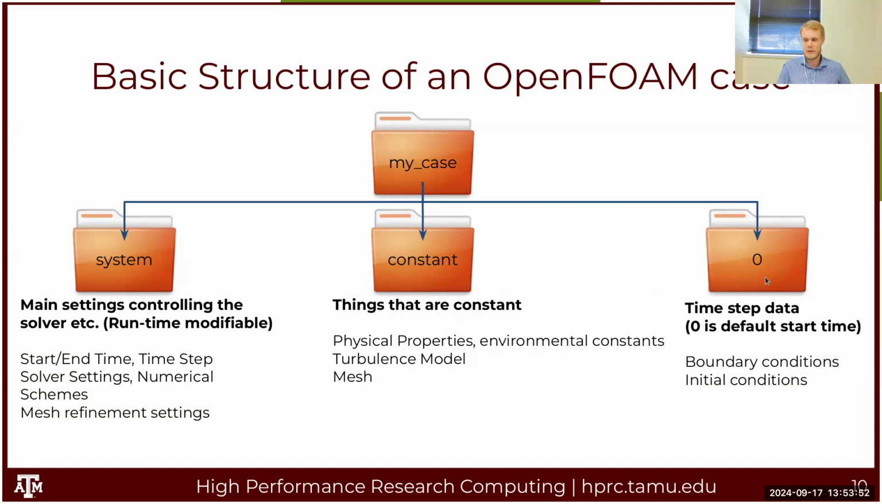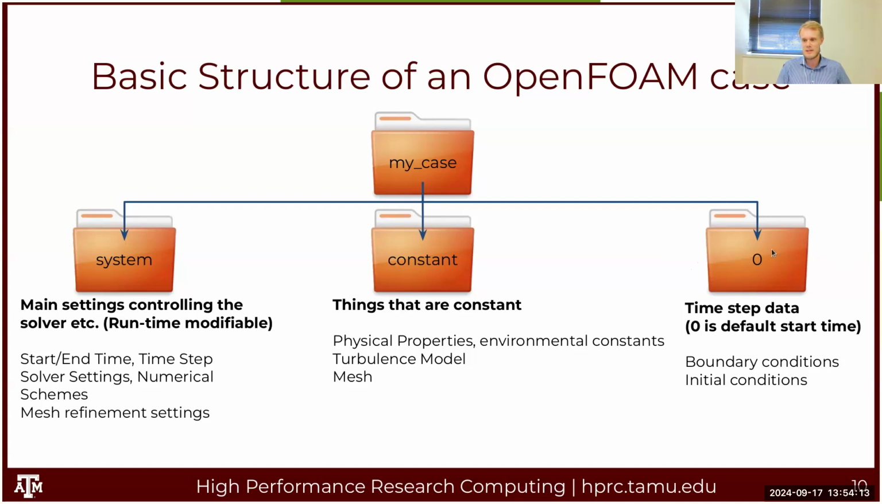Then we have 0, which is a time step folder. 0 is always there, but when you start running the simulation, so for example, when you get to iteration 1 and you want to save the data there, you will get a folder here in the same directory called 1. Then you will get another folder called 2, 3, 4, 5, 6, etc.